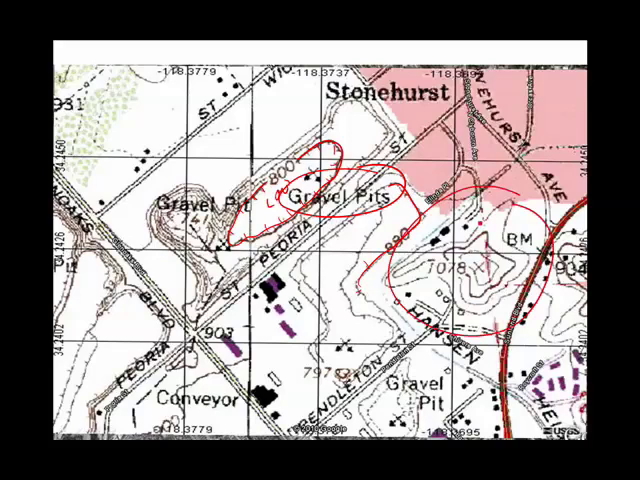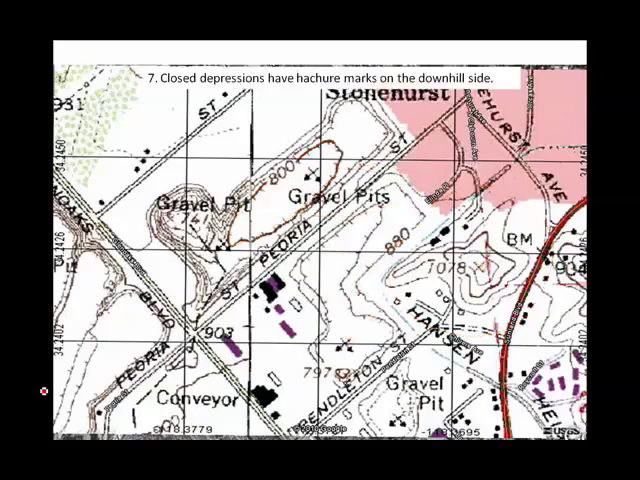Now with a hill, the inside of a concentric circle is the highest point. But if you see those hachure marks, like on this one, it's the center that's going to be lower. This gives us another rule, and that is that closed depressions, pits, have hachure marks on the downhill side.